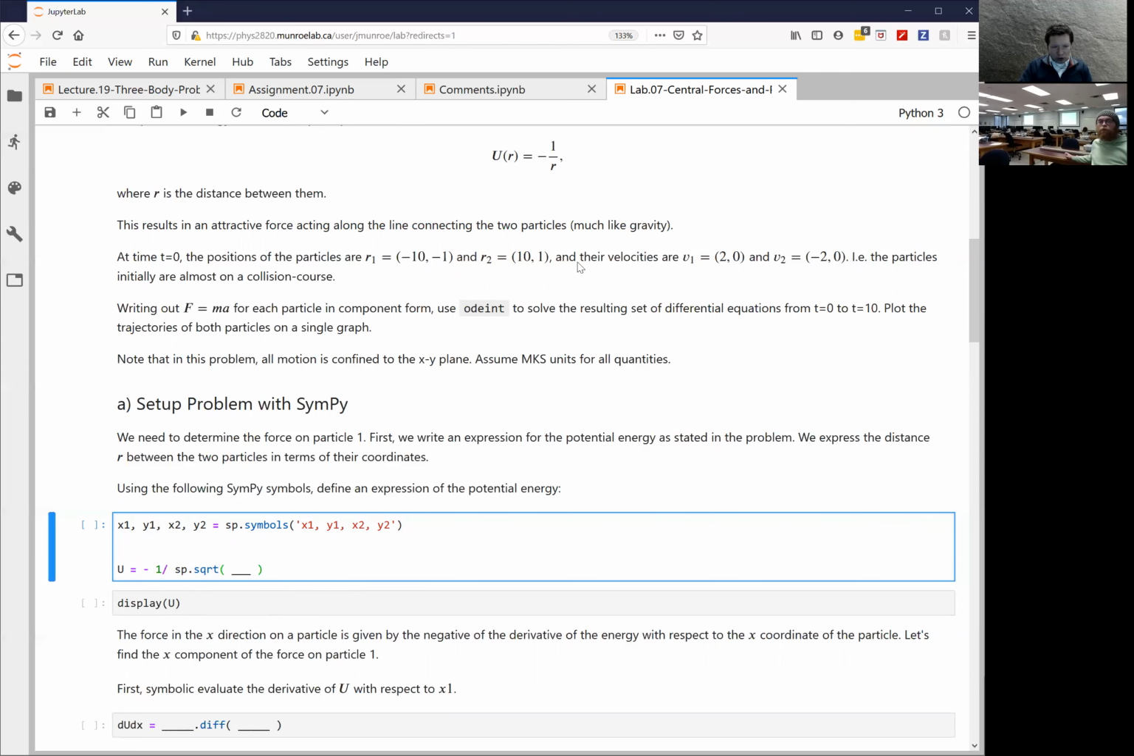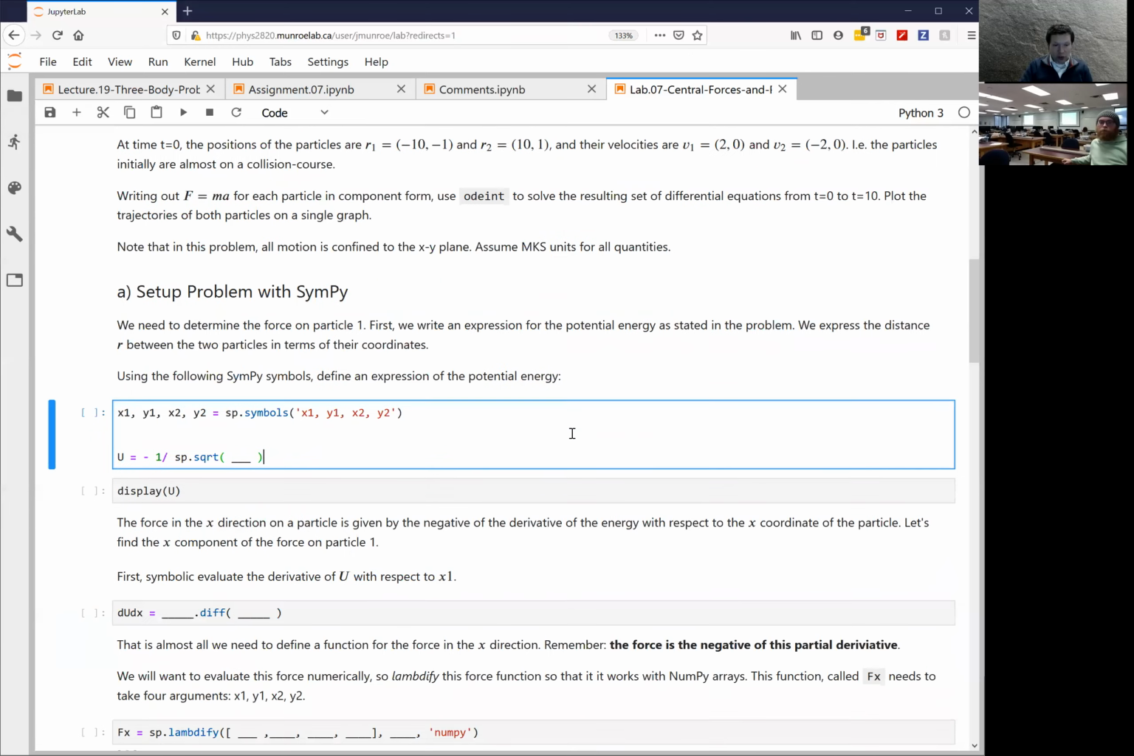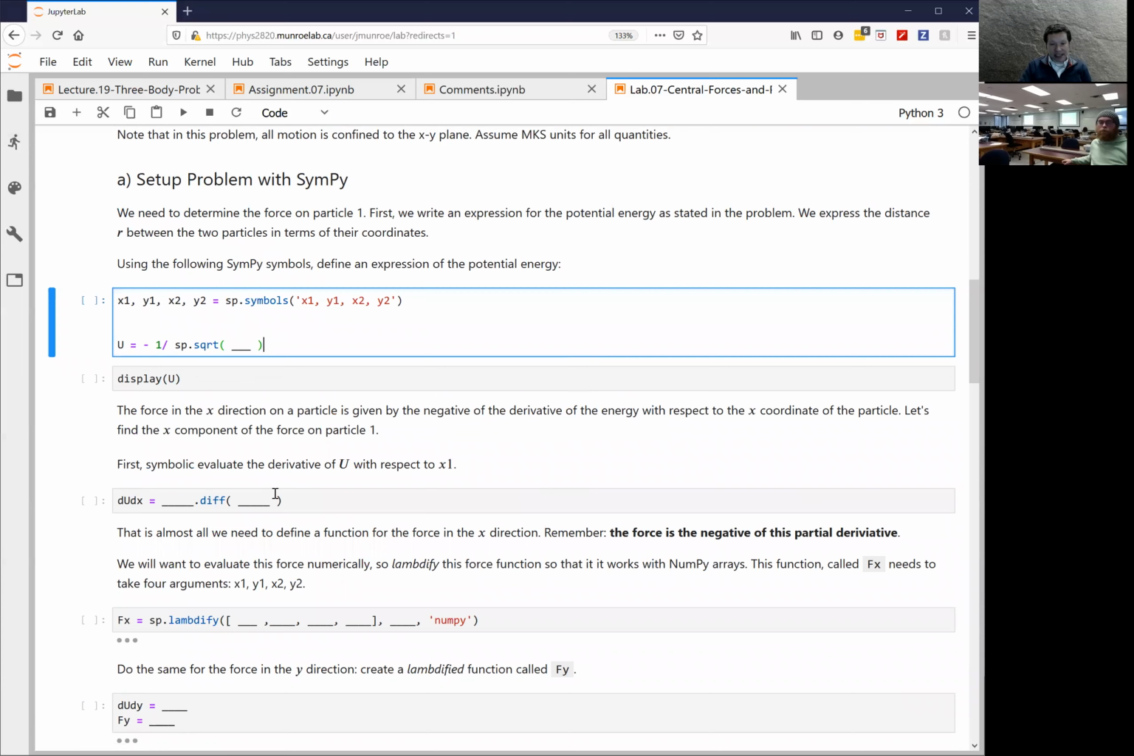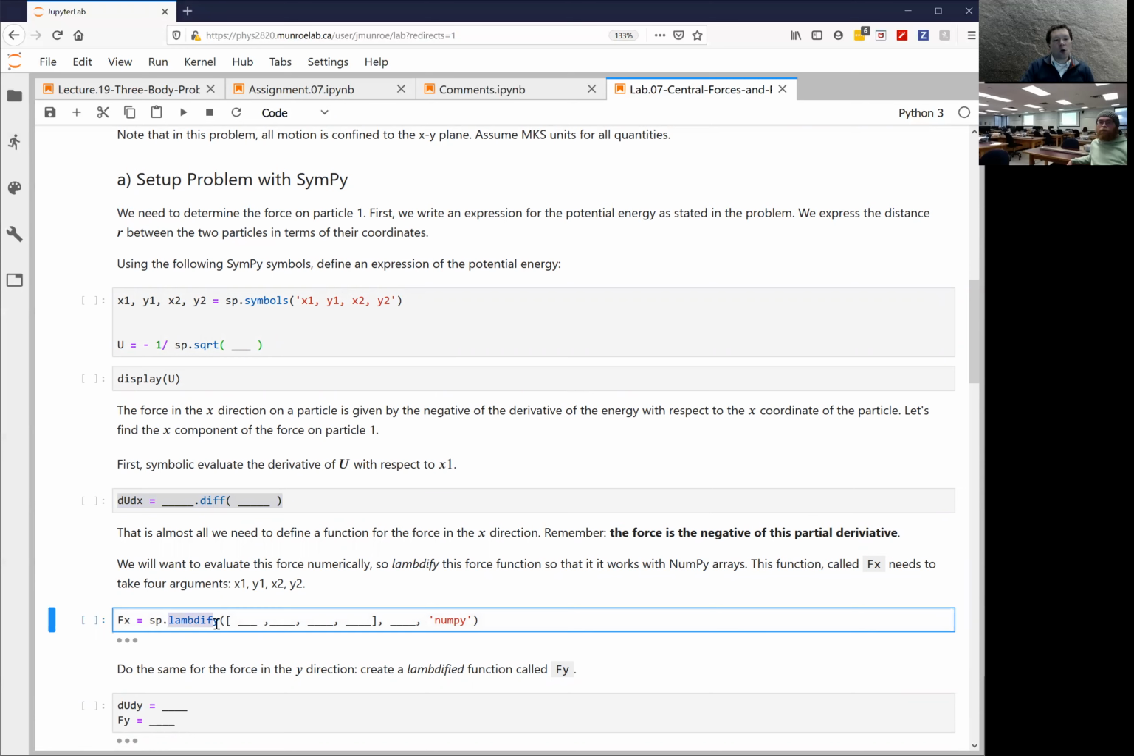Once you have a potential, you can figure out the force on it by differentiating. Now, in general, these forces are vectors. The forces could be in the x direction or the y direction. We talk about the potential in terms of R, but in general, the potential is actually a function of x and y. So to figure out the forces, we differentiate with respect to x. This will give us a SymPy expression. We can turn that into a NumPy function by calling lambdify.